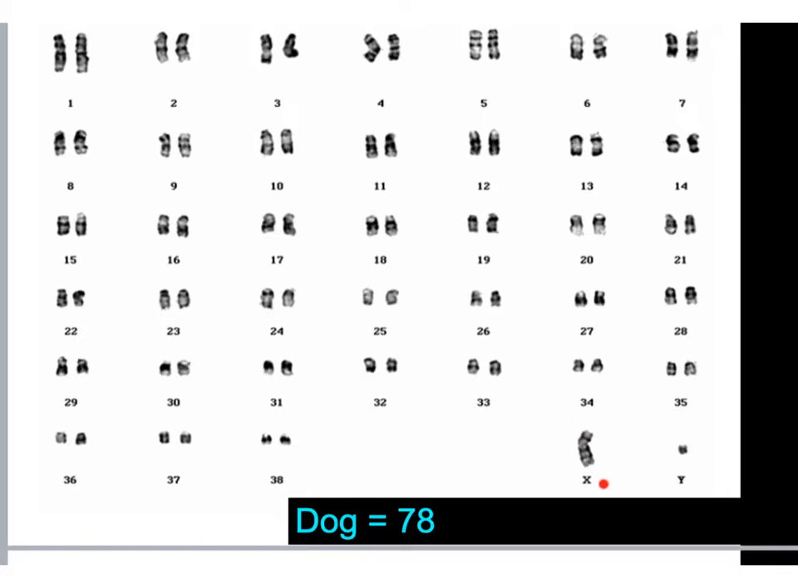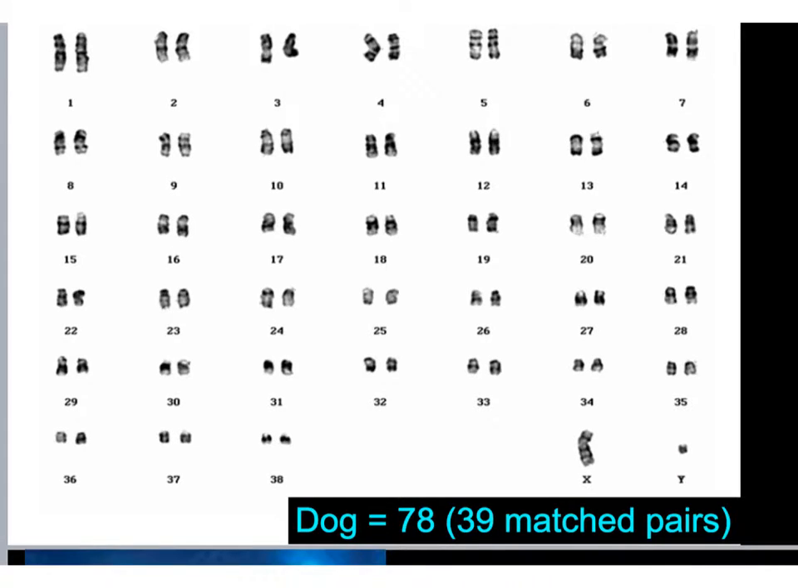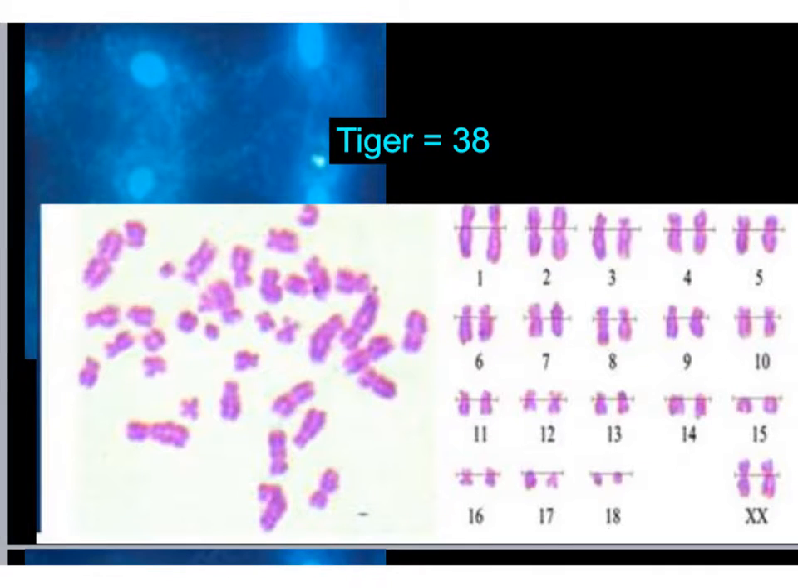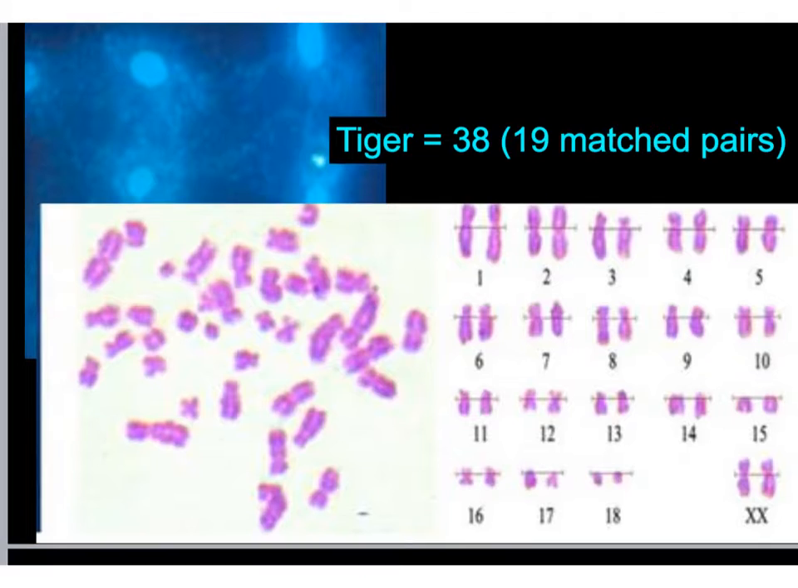Also, another little side note here, in this case for the dog, the 39th chromosome pair is, again, those sex chromosomes that determine the sex or the gender of the dog. An X and a Y is a male, an X and an X is a female. So dogs have 78 chromosomes in 39 matched pairs. Tigers, they have 38 total chromosomes. How many matched pairs do they have? They've got 19 matched pairs, right? 1 through 18, and the 19th is the sex chromosomes again.